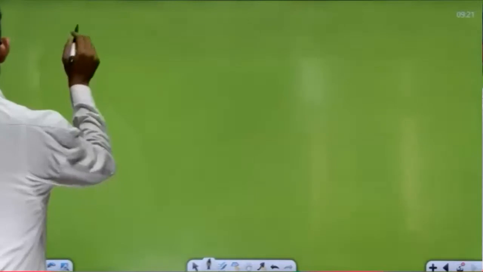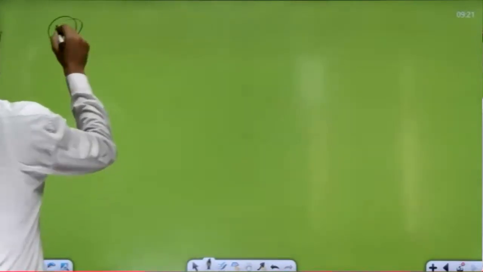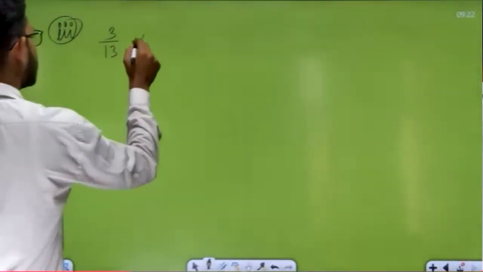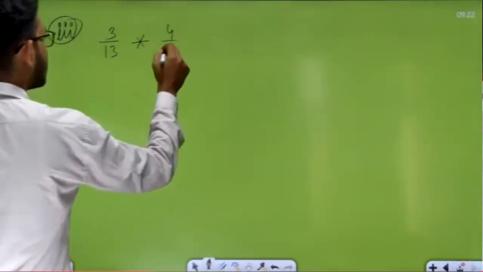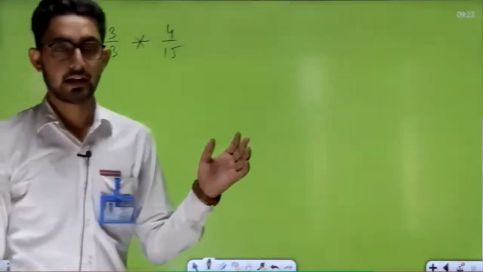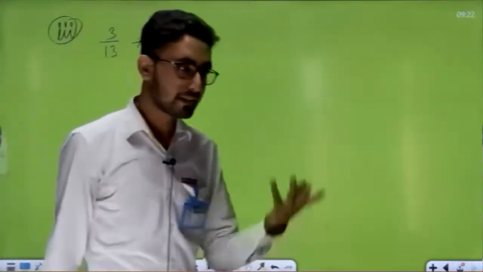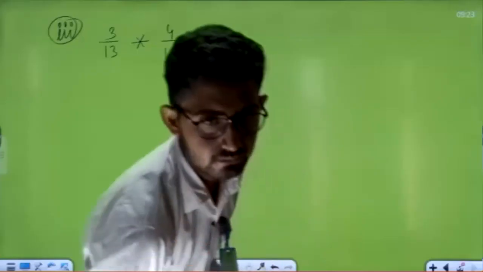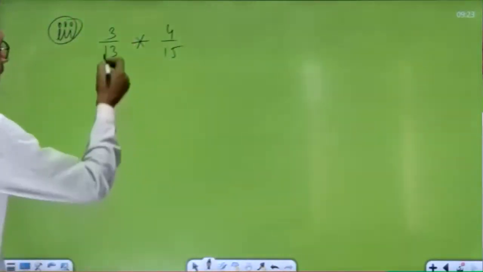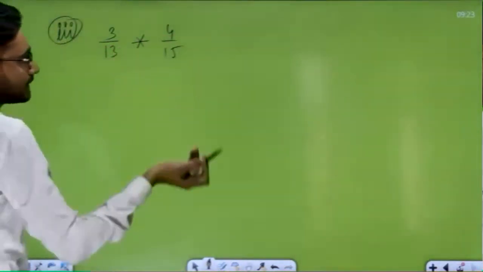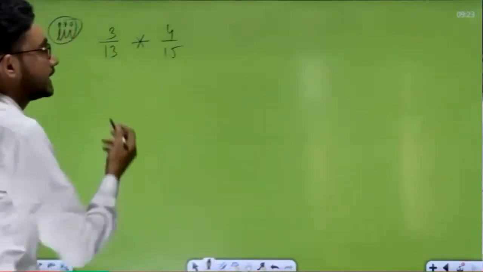Now next question, let's see who solves fast. 3 upon 13, 4 upon 15. Okay, 3 upon 13 and 4 upon 15. Now how will we solve? Obviously cross multiplication ही करना पड़ेगा because here the denominators are different.